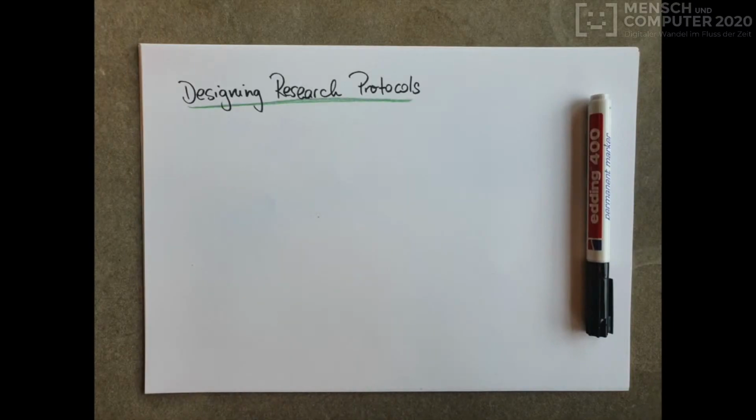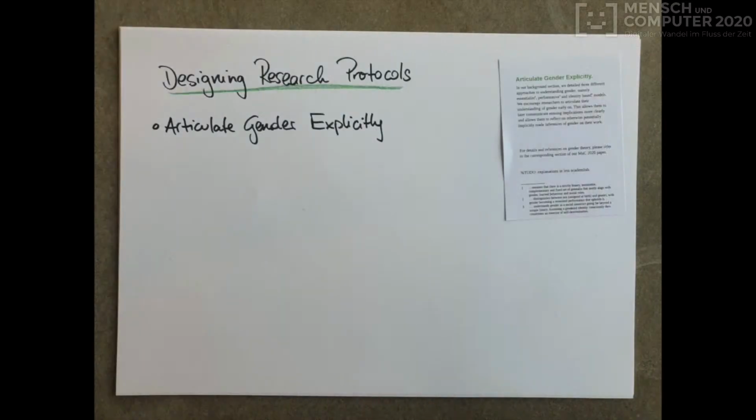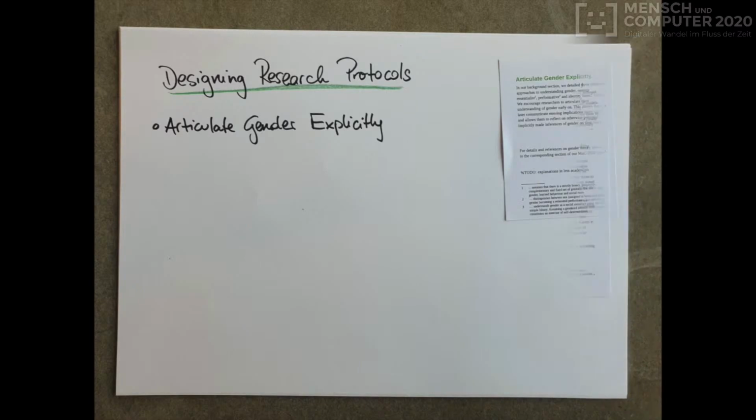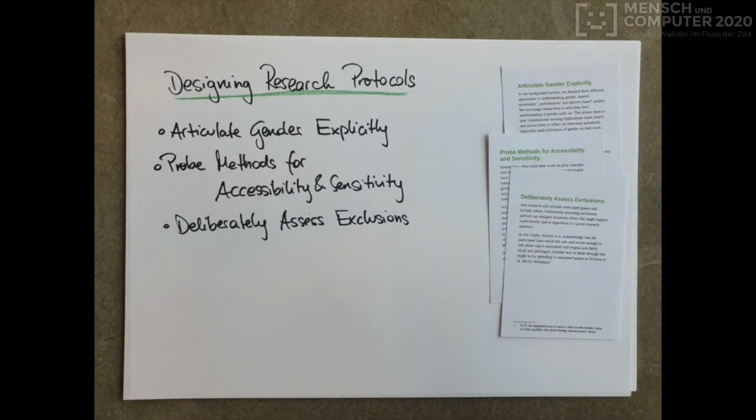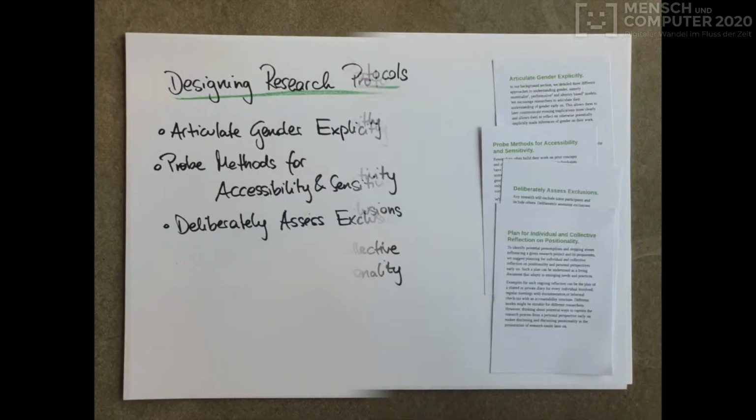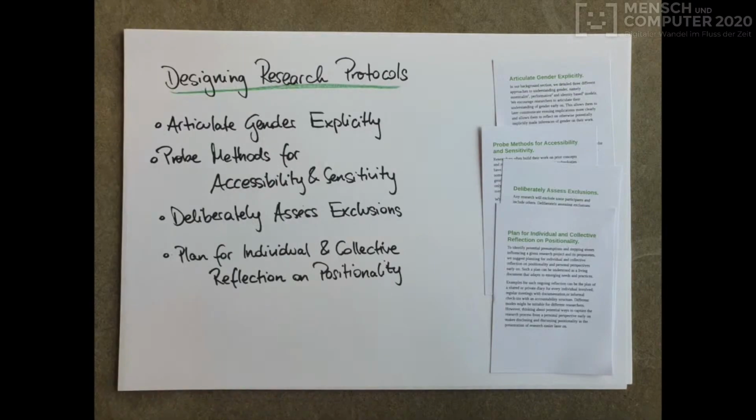During the design of research protocols, unintended ambiguity can lead to exclusions. We recommend that researchers discuss and define early on how they understand gender in the scope of their project, that they probe methods for accessibility and sensitivity, and that they assess sometimes necessary exclusions upfront. Additionally, we suggest to plan for individual and collective reflection on each project member's positionality within the project's context.